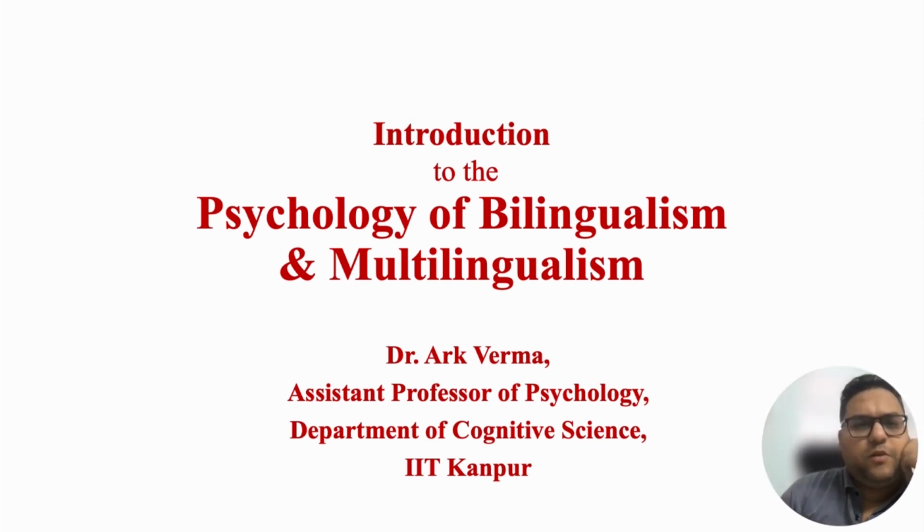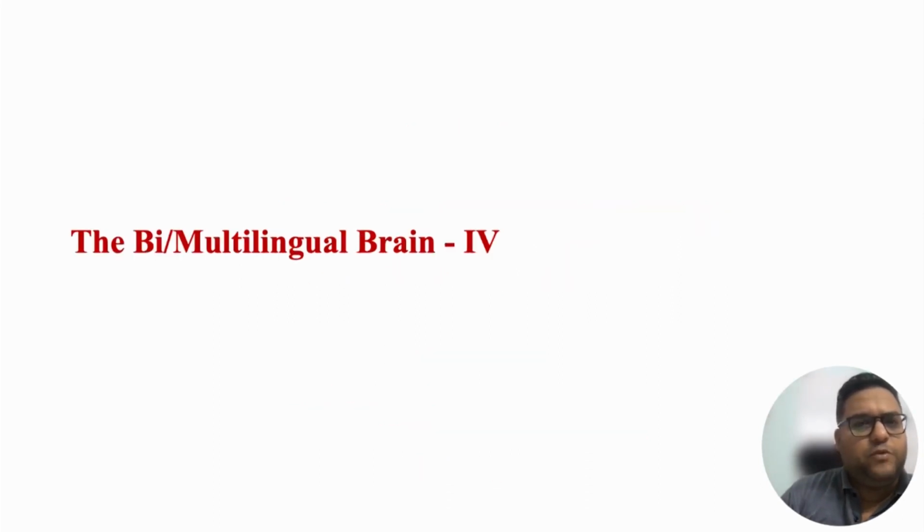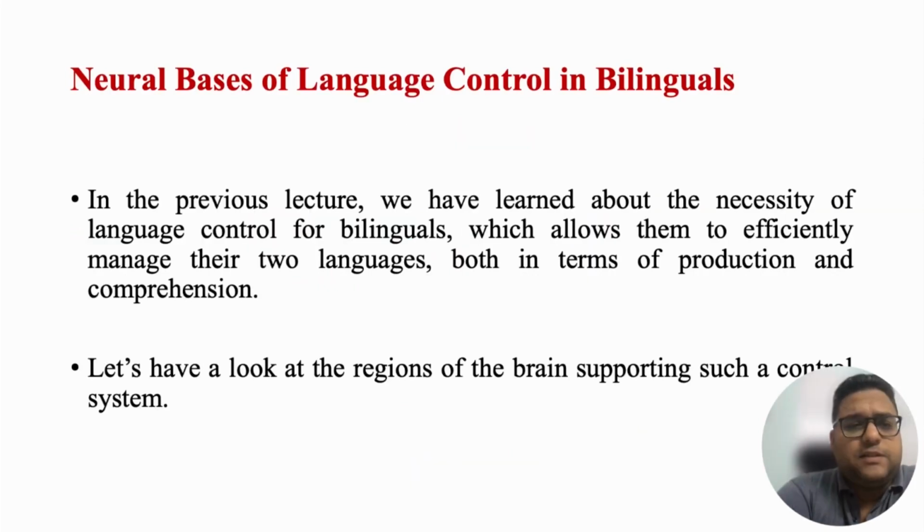I have been talking to you about the bilingual and multilingual brain in the recent lectures, and I am going to continue the discussion based on that. In previous lectures, we've learned about the necessity of language control for bilinguals, which allows them to efficiently manage their two languages, both in terms of production and comprehension. Now let's have a look at the regions of the brain supporting such a control system.